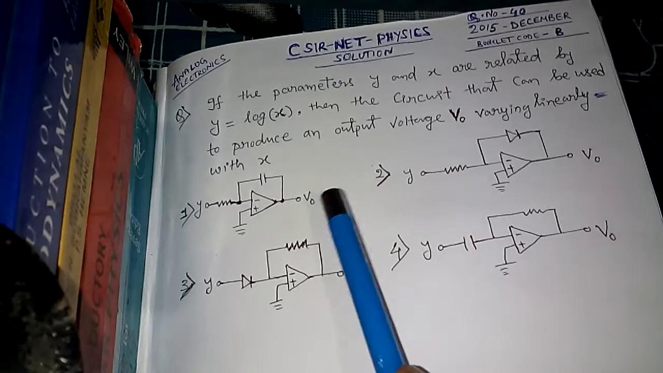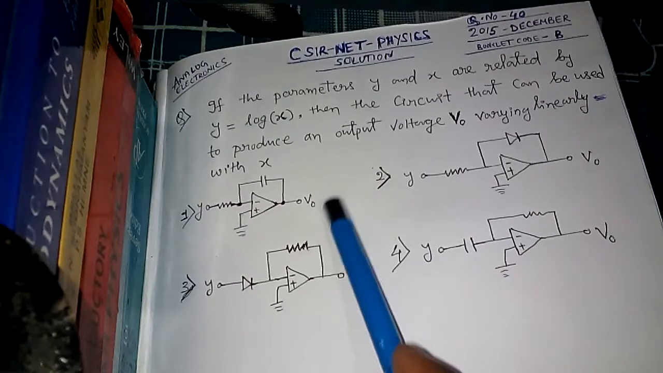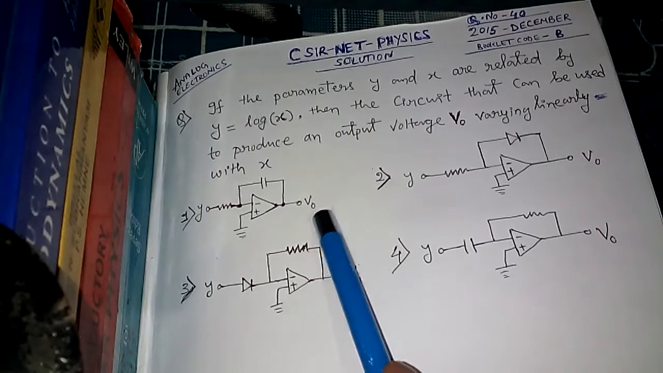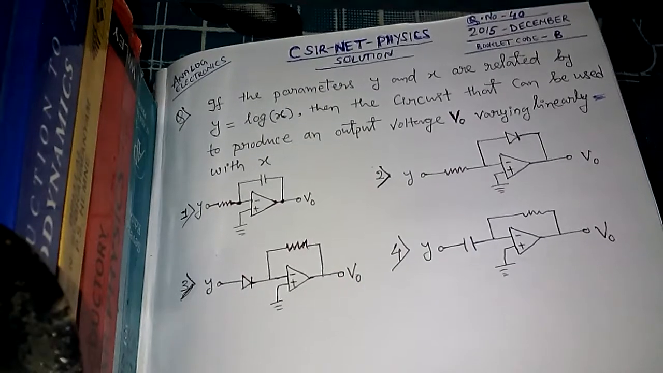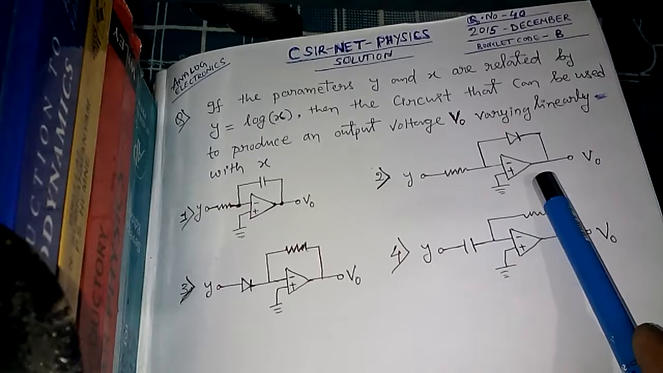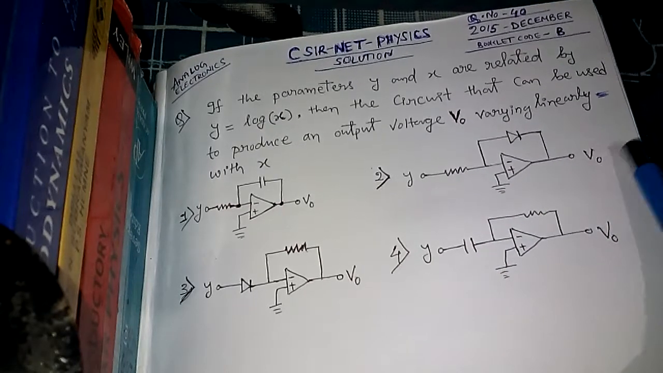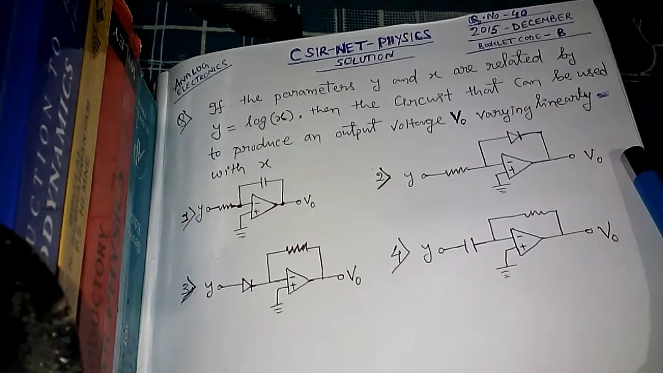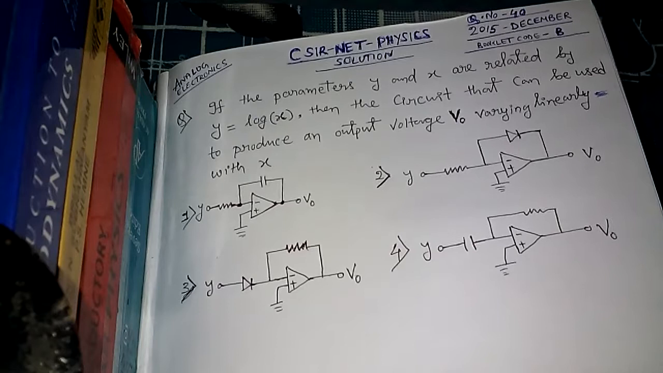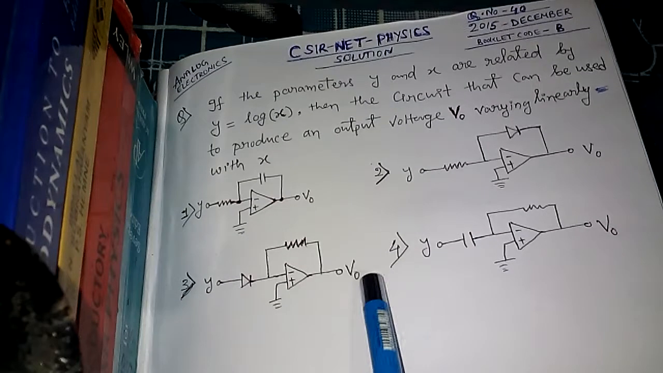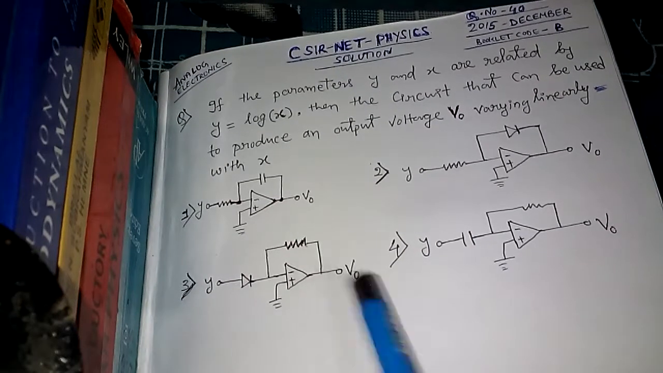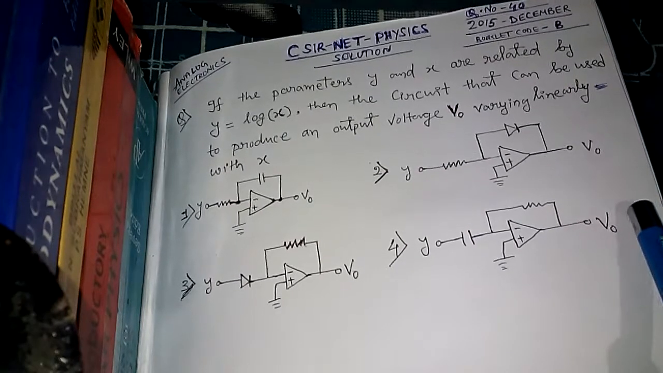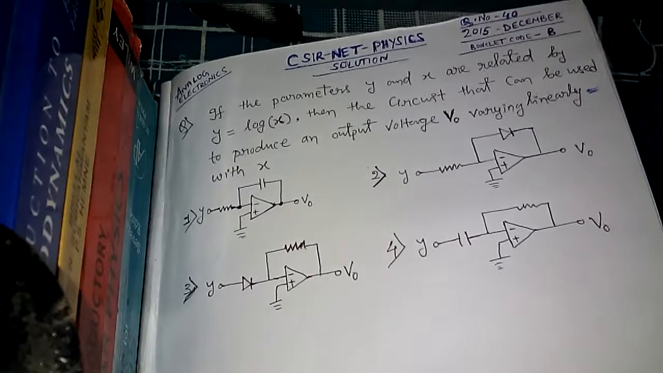What does it mean? It means here the output is actually integration of the input, integration of y, and integration is a non-linear operation. And here, since it is a logarithmic amplifier, the output is log of the input, that means log of y, and the logarithmic operation is a non-linear operation. Here the output is anti-log of the input, and anti-log is a non-linear operation. And similarly, this is the differentiator circuit, and the output is the derivative of the input, and derivative is a non-linear operation.